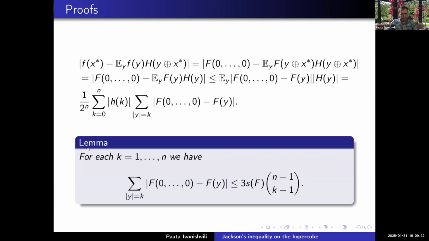And I will try to show this lemma: if we look at this difference, and then you sum over all points on the hypercube {0,1}^n of Hamming weight k, then there is a way to bound this sum by, let's say, 3 times the sensitivity of f times this binomial coefficient.